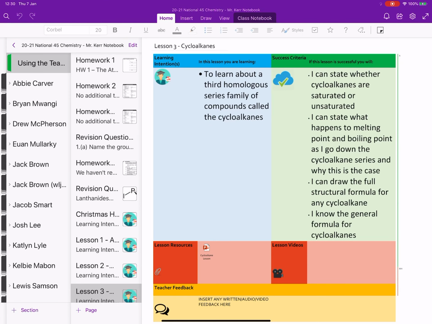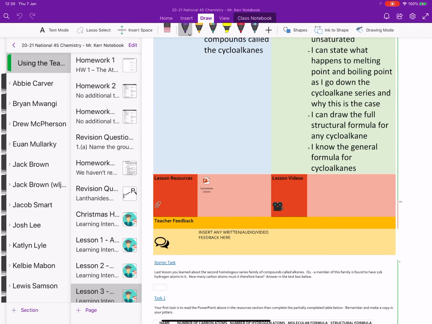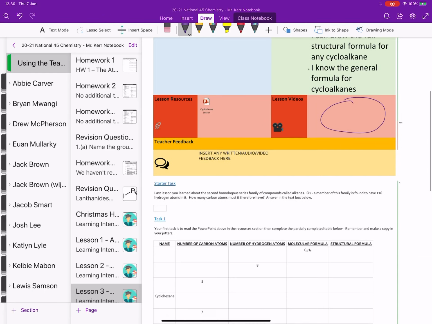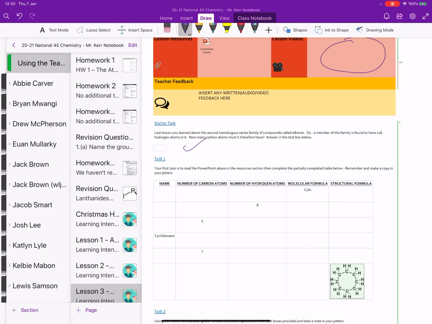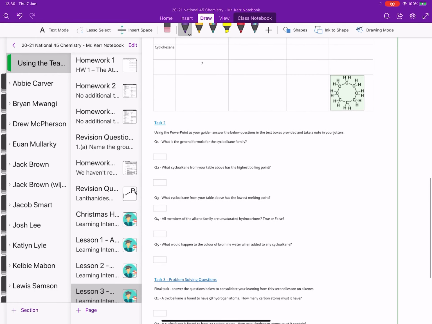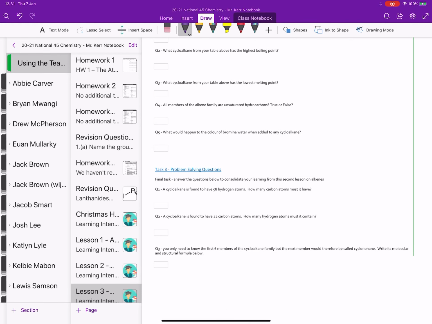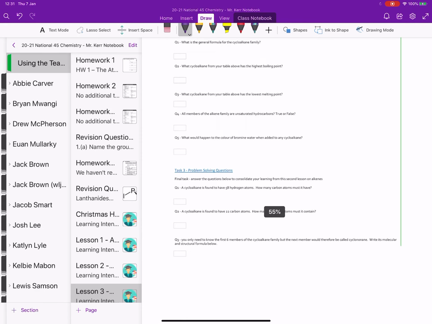So if you go to your OneNote, again, you will have learning intention, success criteria there. The lesson is there. The lesson video will be in here. You have a little starter task there, and then you have your task 1, which is filling in that table for the structure, molecular formula, number of carbons, number of hydrogens, and again you have a number of questions to work through on task 2, and then a number of questions to work through in task 3 to consolidate your learning.